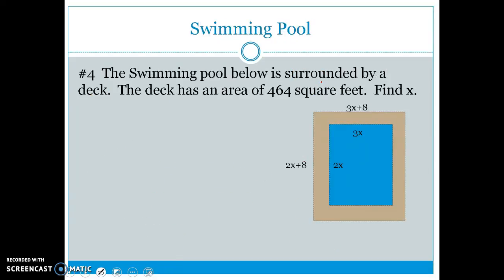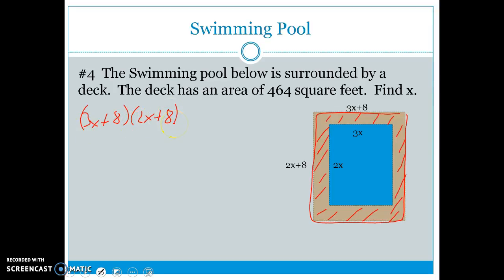Let's take a look at another question. The swimming pool below is surrounded by a deck. The deck has an area of 464 square feet. We want to figure out what x is. So I want to find the area of this shaded region around the pool, which is the area of the deck. And so I'm going to take the area of this rectangle here, and that is the length times the width, which is going to be 3x plus 8 times 2x plus 8.